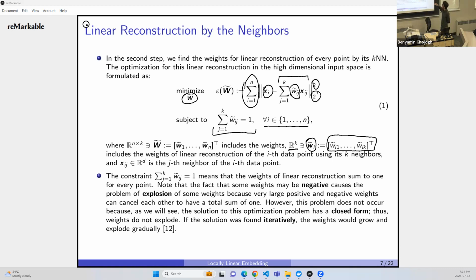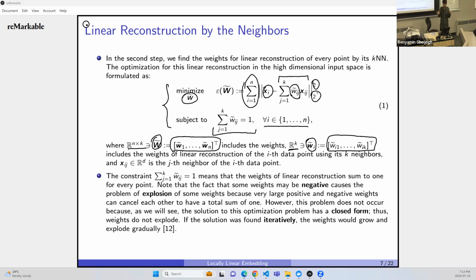If you put the wi tildes row wise, you will have a matrix w tilde, which is n by k. Why? I have n data points, each of which has k weights for linear reconstruction by its neighbors. Okay, so what were we saying? This is the optimization problem.